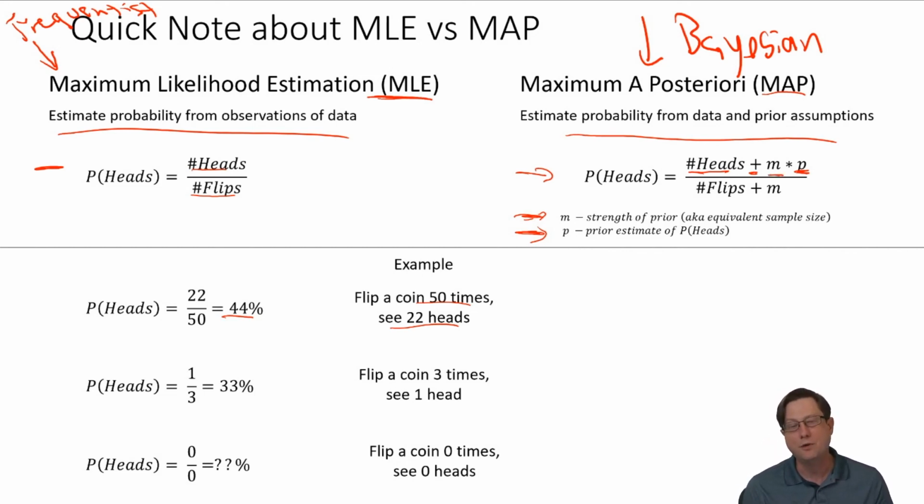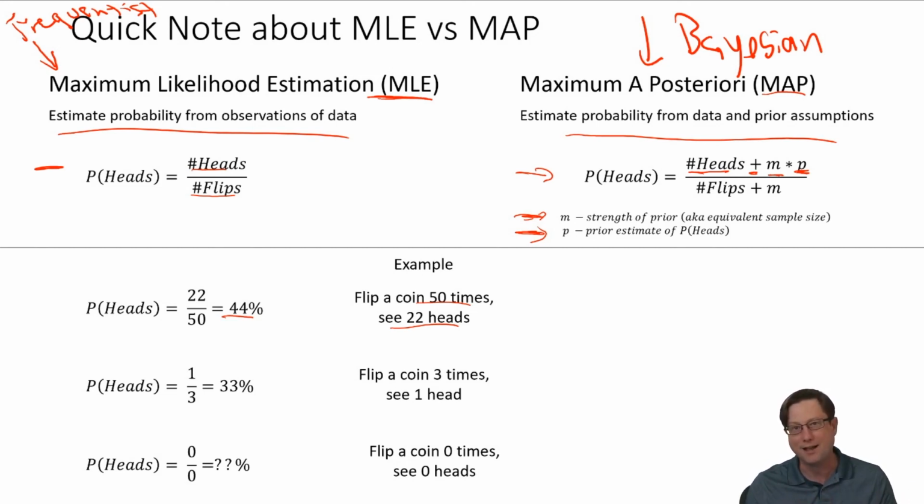And so this M, you could think about it as an equivalent sample size. So if M is like 10, you would say, I have 10 samples of prior certainty that this coin is a particular type of coin. And if you show me 10 samples of data that say something else, those will balance and we'll be on even footing.